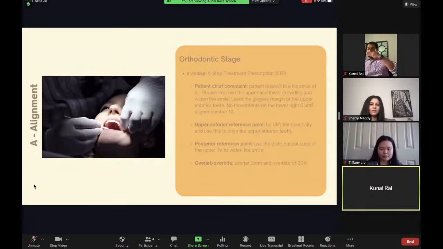Now for the upper teeth, I asked him to tip the upper right one buccally and then align everything together. Posterior, I want to widen the smile, so I've asked him to use one of the best teeth, the top 7, the penultimate tooth in the arch, to widen the smile, and I defined how much horizontal and vertical relationship I would like at the end of the treatment.